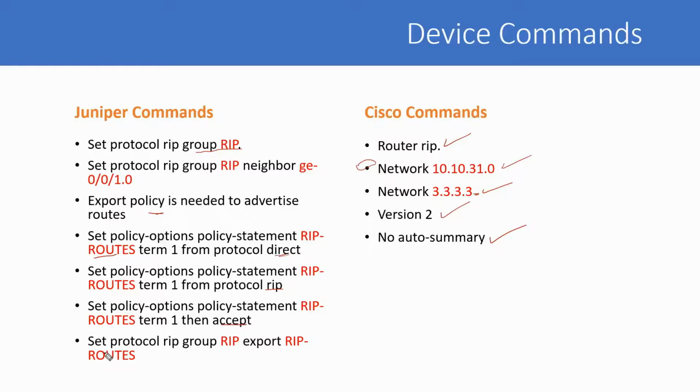The last option you need to do then is go into set protocols rip group, because as I said a little while ago, everything's done under the group. The group in this instance is called RIP, and you do export RIP routes, and that will put everything into the actual routing table. Okay, let's have a look at the next slide and see what we have there for you.